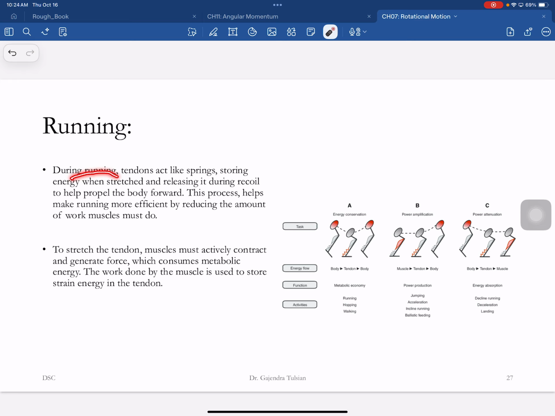During running, tendons act like springs, storing energy when stretched and releasing it during recoil to help propel the body forward. Okay, and you guys remember kangaroos use that quite efficiently, and because of the long distances they cover, they have huge tendons and so on. Yep. Okay, so when you talk about tendons storing energy.